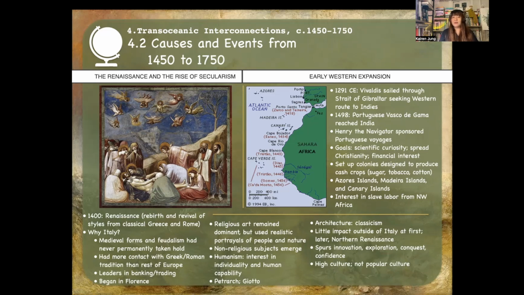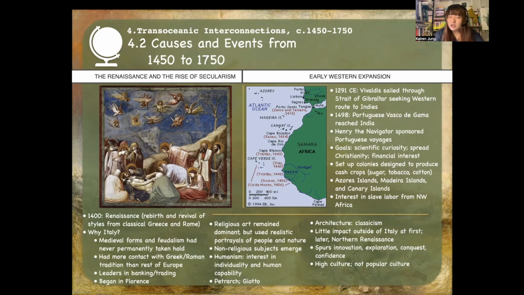Religious art remained dominant, but they used realistic portrayals of people and nature. Non-religious subjects emerged. There was humanism developing, an interest in individuality and the capacity of the human mind and the human spirit. And you had artists and writers like Petrarch and Giotto, and architecture at classicism. This spurred innovation, exploration, conquest, and confidence. It was high culture. It wasn't popular culture yet, right?